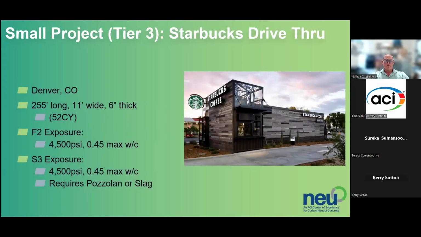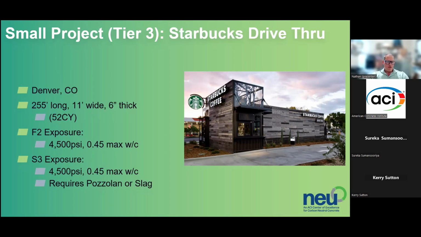The first project we'll take a look at here is a Starbucks drive-through in Denver, Colorado. This drive-through lane is 255 feet long, 11 feet wide, 6-inch thick pavement, grand total of 52 cubic yards. I don't think anybody's buying a vacation home based on this project.